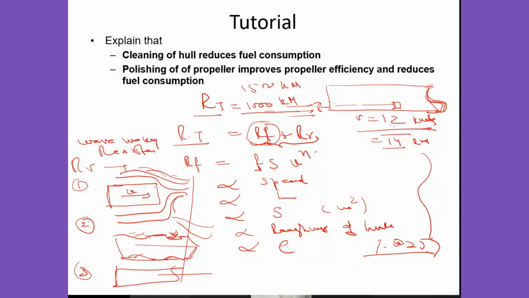Combination of the three, that is why we call it wave making resistance. That is called residuary resistance. Total resistance of the vessel is the sum of these two. Now comes the actual point.